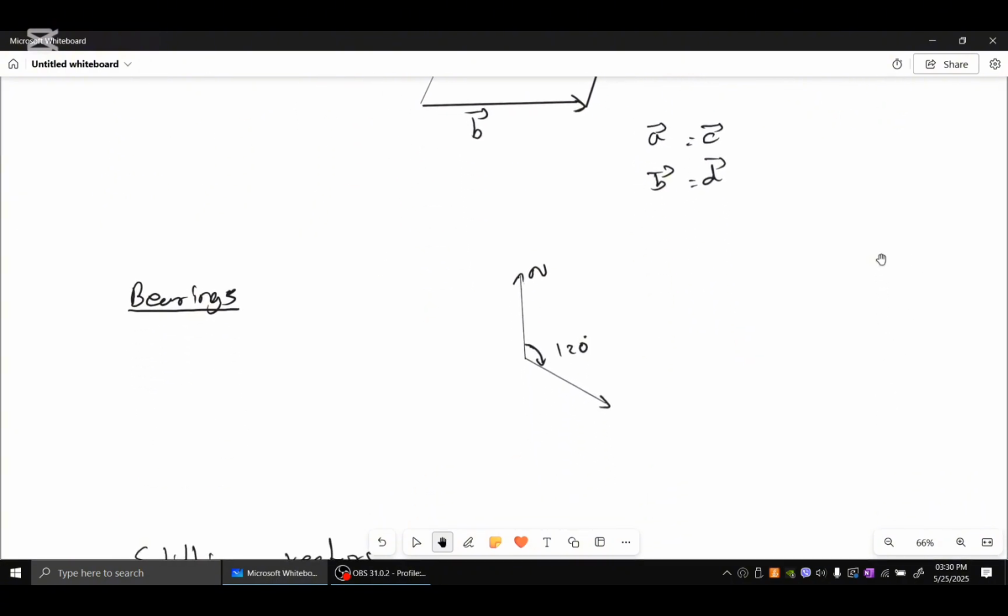Now bearings are very easy. You should have covered this in your 10th grade or 11th grade. Bearings always start from the north and they go clockwise. They don't go counterclockwise. They don't start from south or east or west. They start from north and go clockwise.